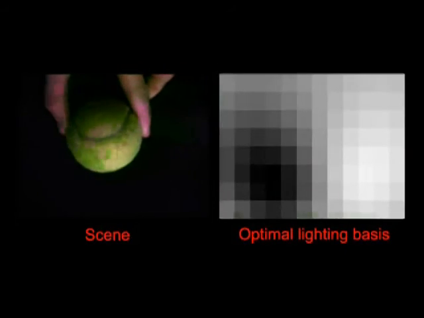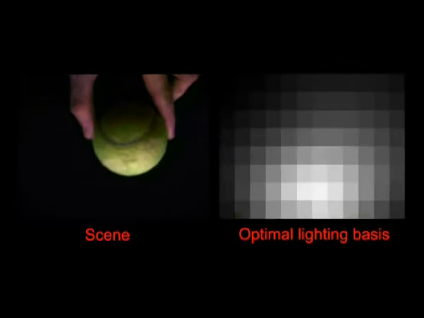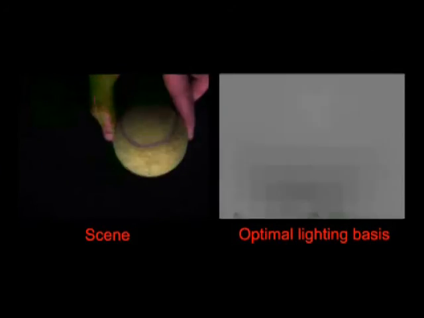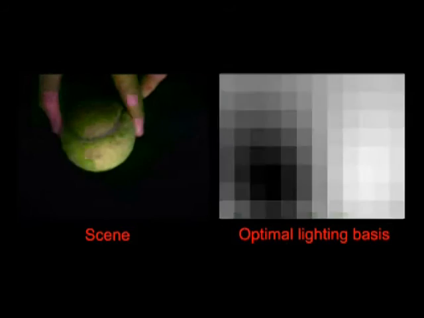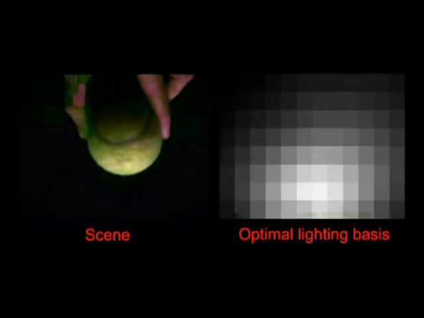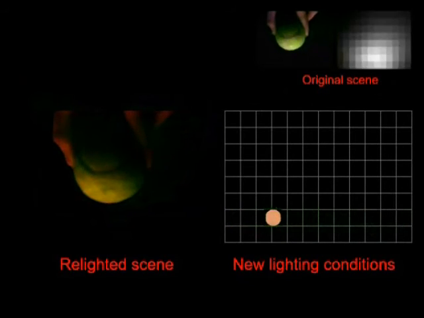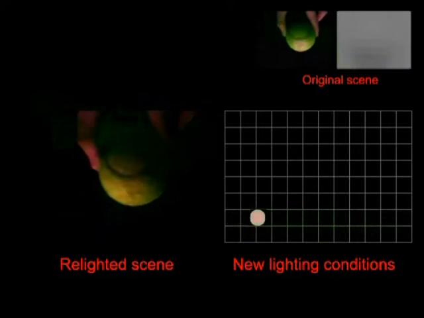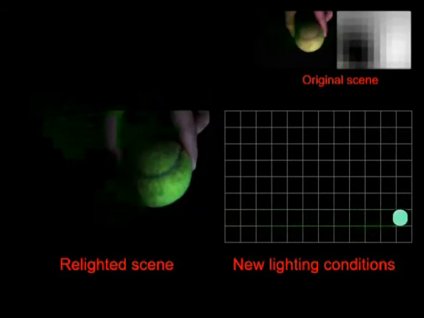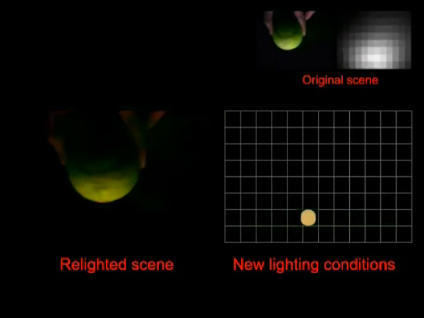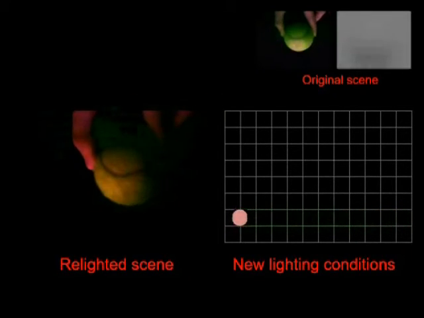In the first example, we relight a tennis ball. Here we show the original sequence where the video on the right represents the optimal light patterns used to illuminate the scene. In a post-processing stage, after aligning the frames using an optical flow algorithm, the sequence can be relit as many times as desired. For instance, here we relight the tennis ball with a moving point light source that smoothly changes its color.